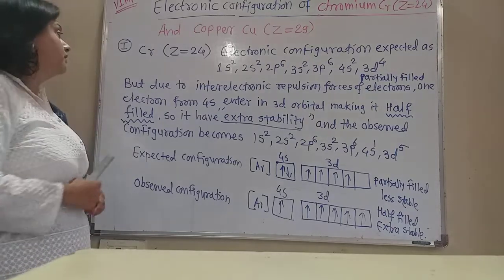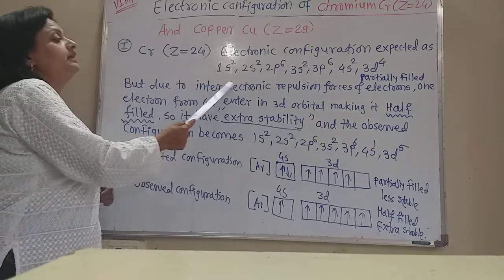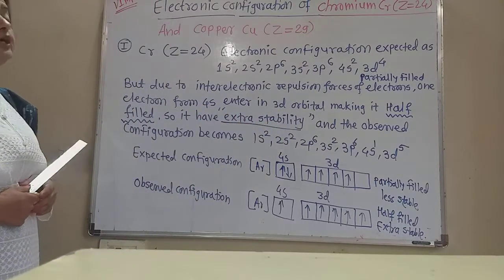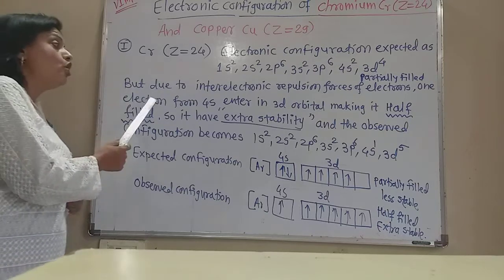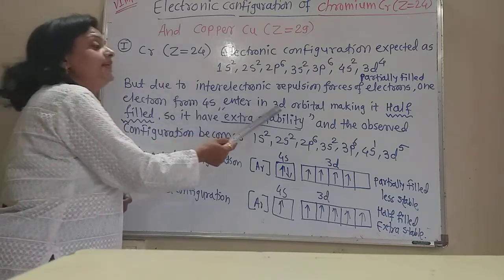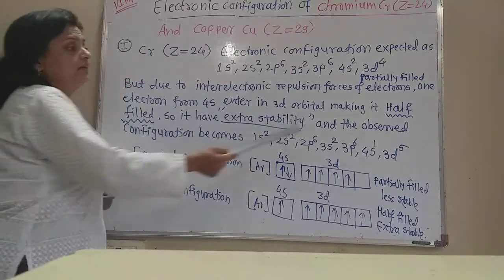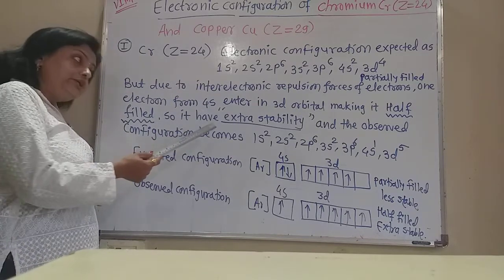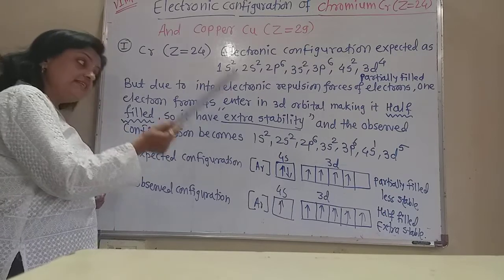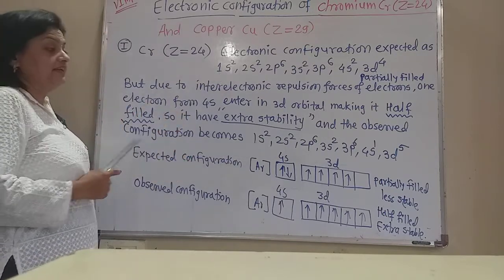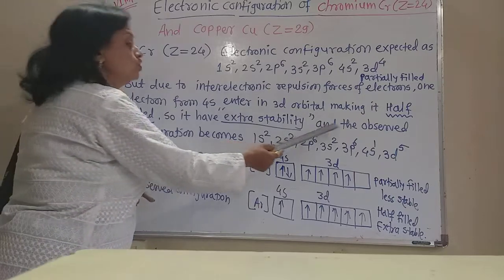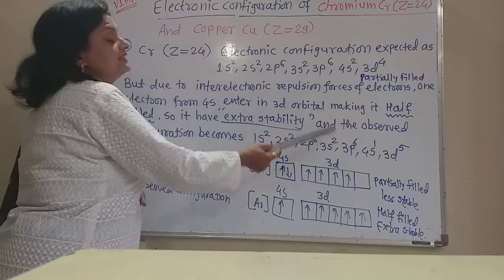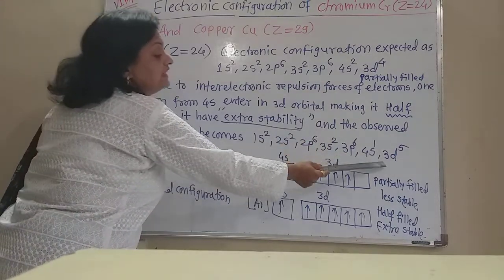Now why does this happen? This is due to the inter-electronic repulsion forces of the electrons. Due to these inter-electronic forces of repulsion, one electron from the 4s enters the 3d orbital, making it half filled. So it has extra stability, and due to this extra stability the configuration is in this way and not as expected. This is the observed configuration. So the observed configuration of chromium becomes 1s2, 2s2, 2p6, 3s2, 3p6, 4s1 and 3d5.